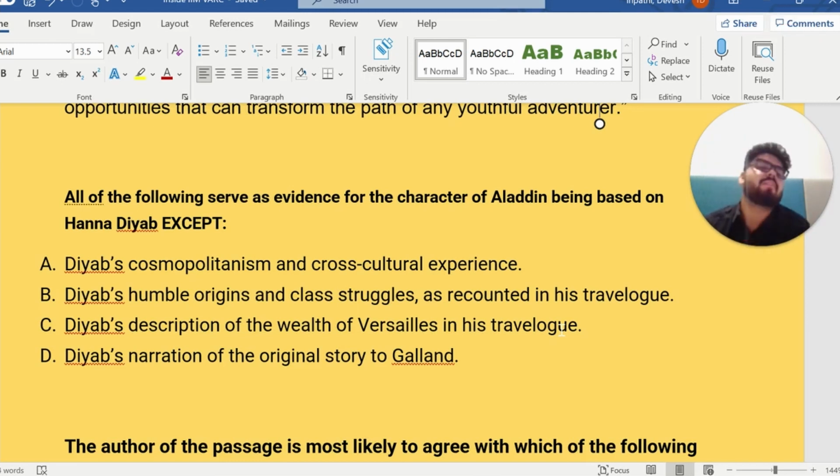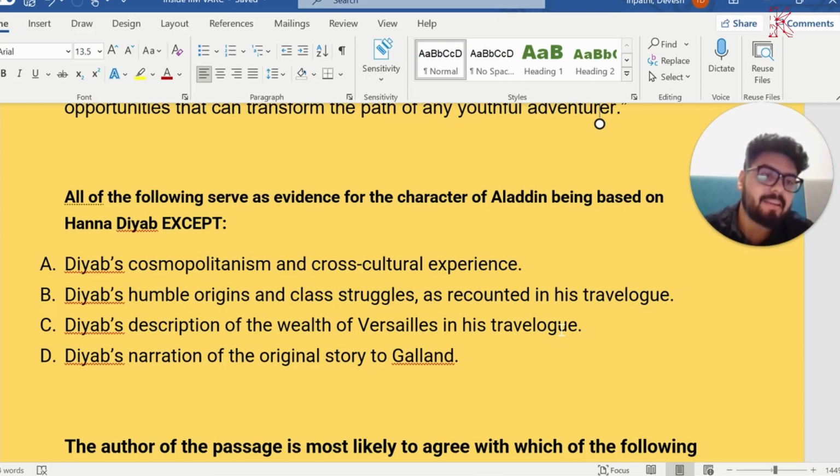Diab's narration of the original story to Galland. We don't know. To be honest, we don't know whether this is correct or not. This is semi-correct. This is what Diab has written in his travelogue. This is what Galland has written in his diary. But it has not been written in the published version. So we are not 100% sure whether this is authentic or not.